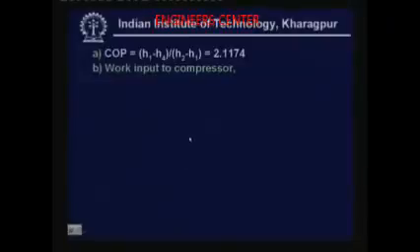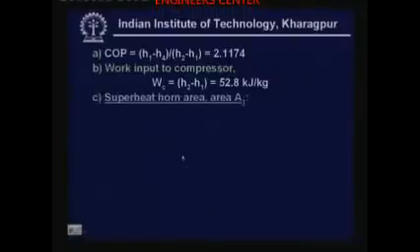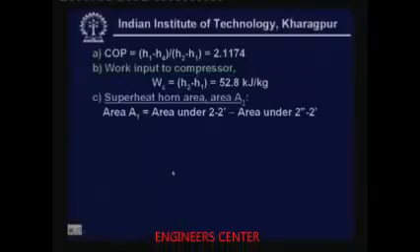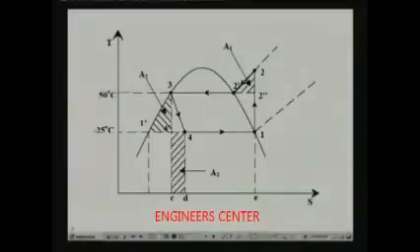Then work input to compressor is nothing but H2 minus H1 from energy balance across the compressor, which is found to be 52.8 kilojoule per kg. Then we have to find the superheat horn area. Okay, superheat horn area is area A1, and it is nothing but area under 2 dash minus area under 2 double dash to 2 dash. Okay, let me explain this. Okay, so this is the superheat horn area, the hatched area.